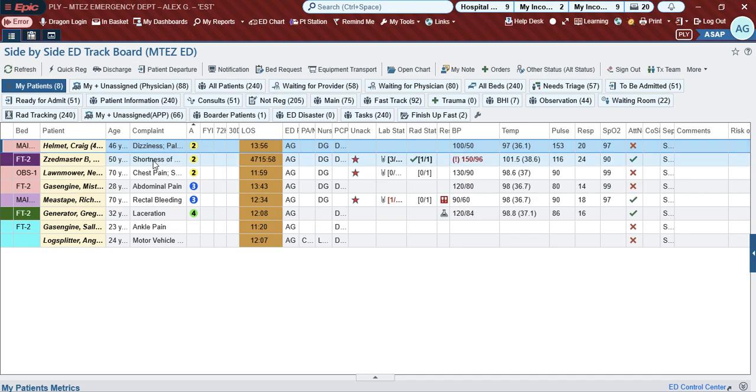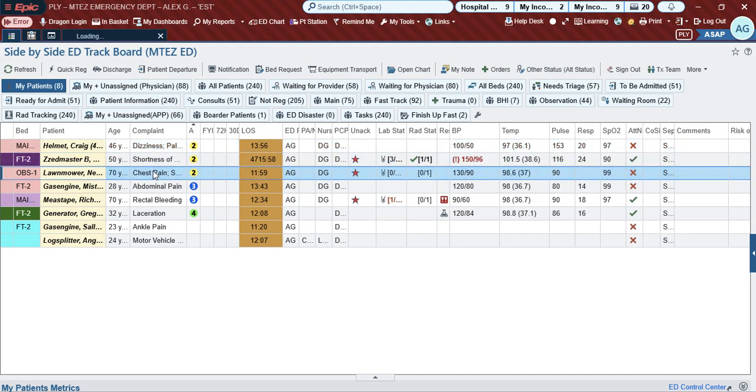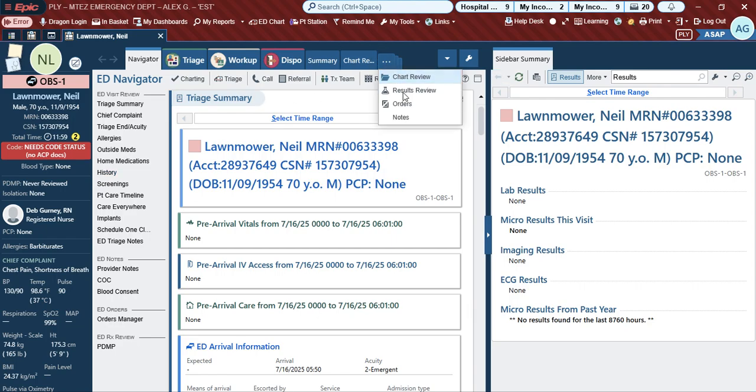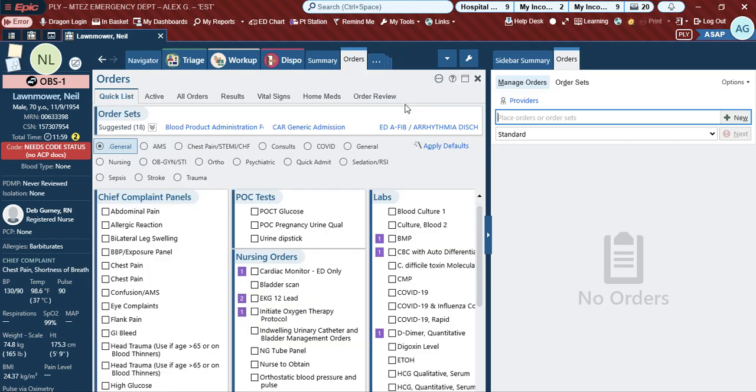We will go on ahead. I want to show you guys some other specific orders just so you know what they look like when it comes time for you to order them. I have this man, he's 70, he has chest pain.